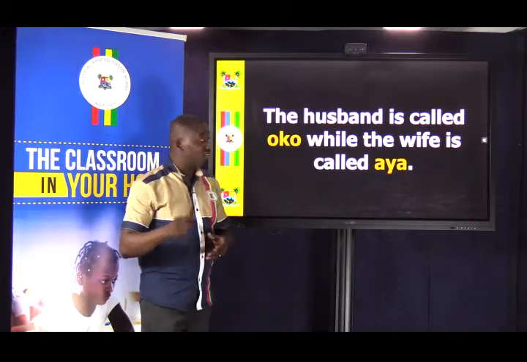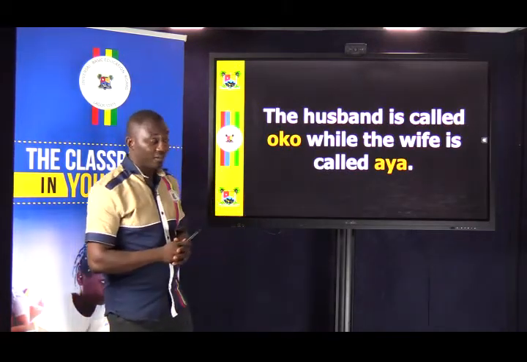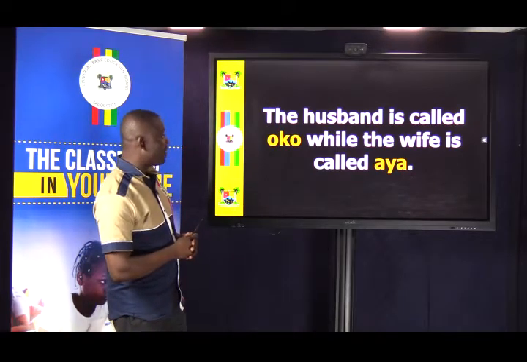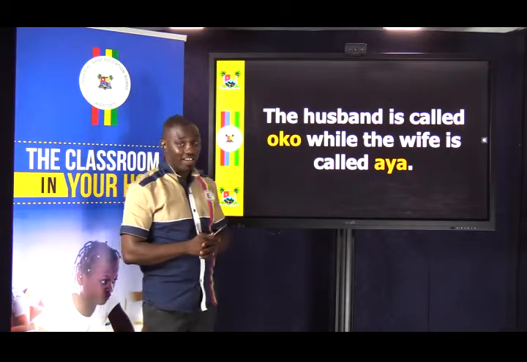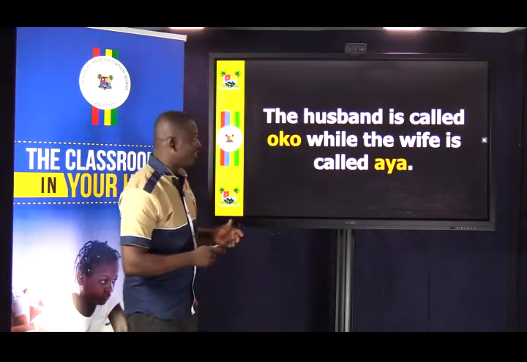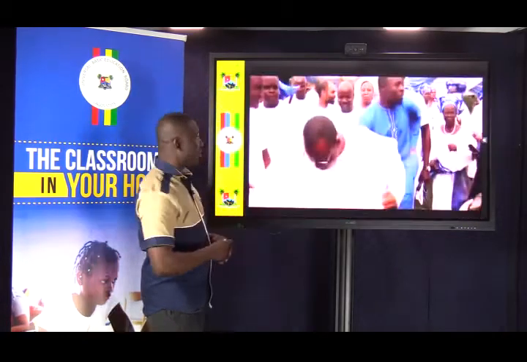The husband is called Oko. I want you to say that, Oko. Yes, the husband is called Oko, while the wife is called Aya. Say Aya. Aya, yes. Oko is the husband and Aya is the wife.